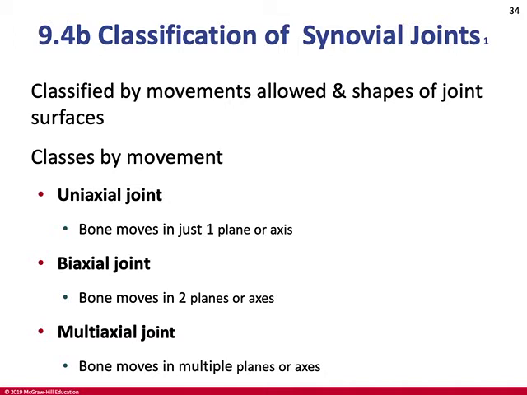You can flex and extend your forearm using your elbow. A biaxial joint would move in two planes. An example would be the joint between your proximal phalange, the finger bone closest to your hand, and your metacarpals, because you can move your finger up and down, and also side to side. That's an example of an ellipsoidal joint as well. And then multiaxial can move in many planes. An example of that would be your shoulder and your hip.